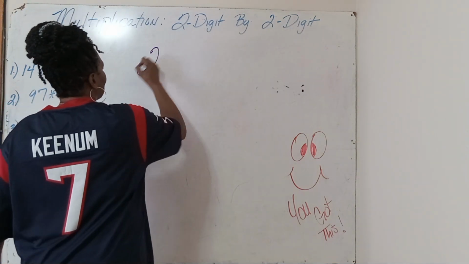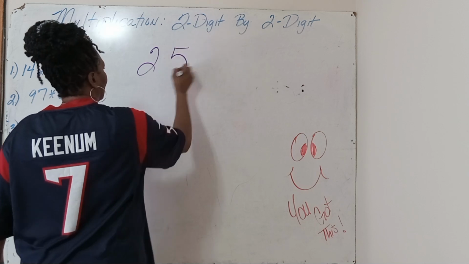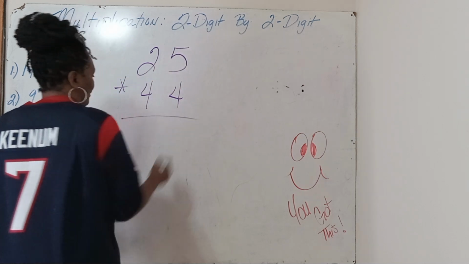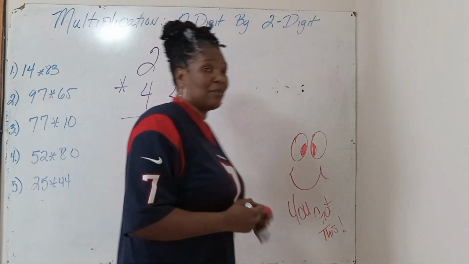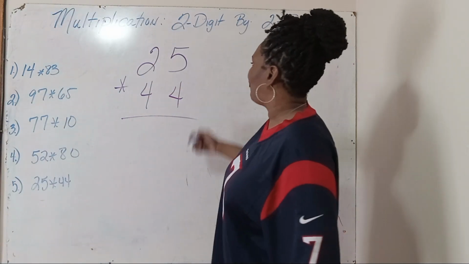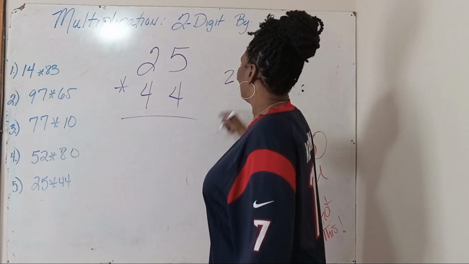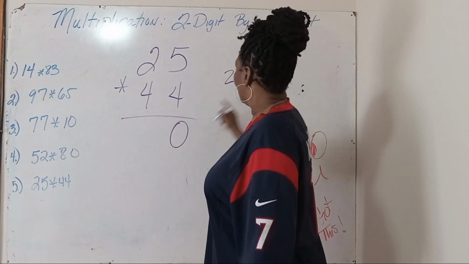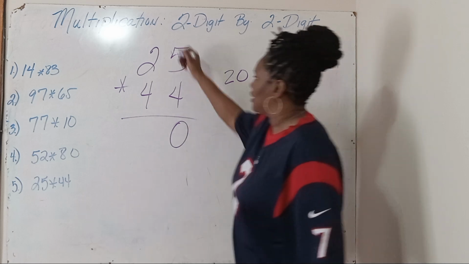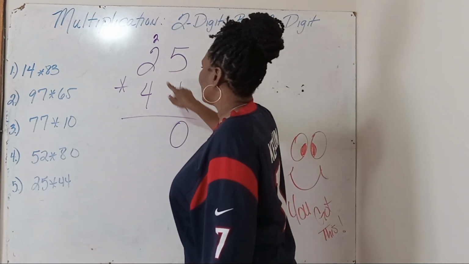Last problem. We have 25 times 44. All right, we ready? We're doing the same thing. 4 times 5 is 20. I'm going to put my 20 right there so we can see. That back number, I'm going to put it right here. I'm going to carry my 2.